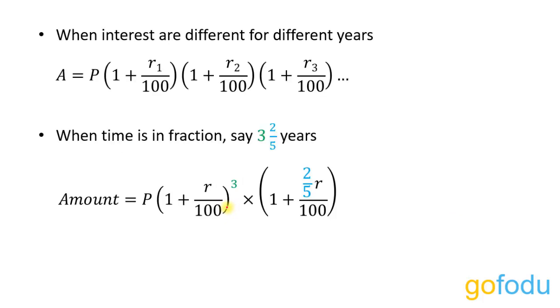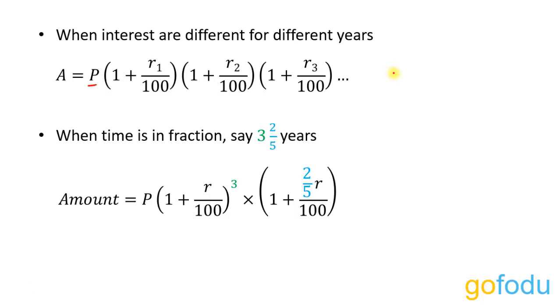Also, there are two cases in which calculating compound interest might turn out to be a little different. When interests are different for different years. So here amount will be equal to P into (1 plus R1 upon 100) into (1 plus R2 upon 100) into (1 plus R3 upon 100) and so on, where R1, R2 and R3 are rates for first year, second year, third year and so on.